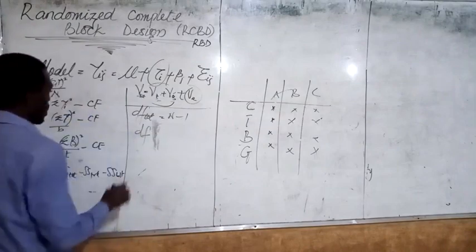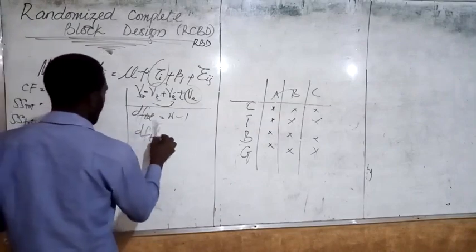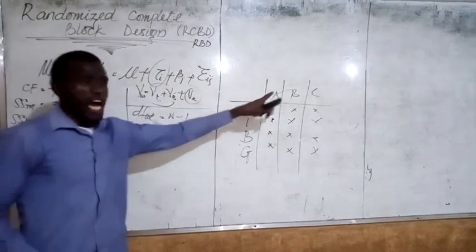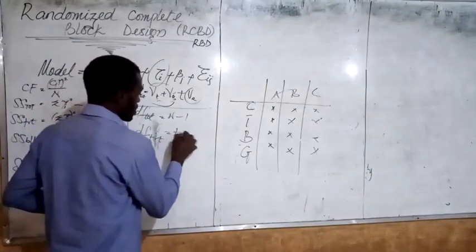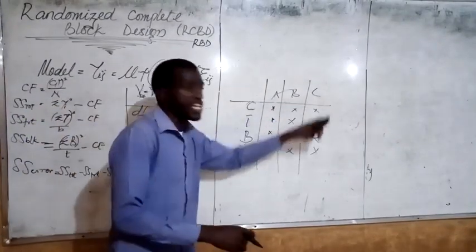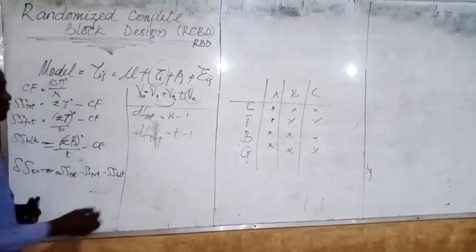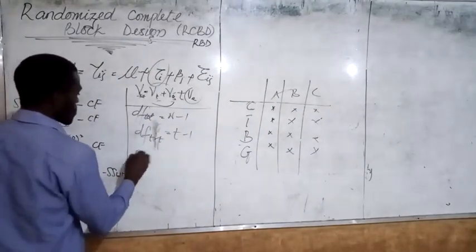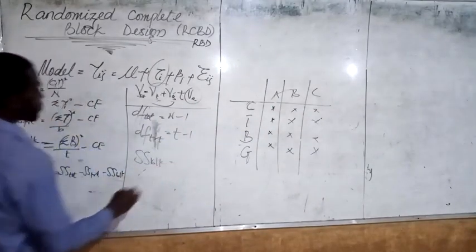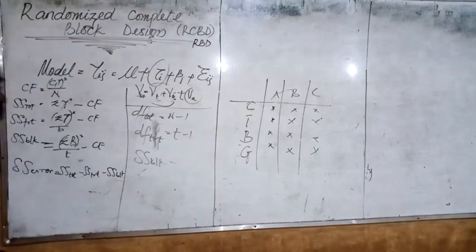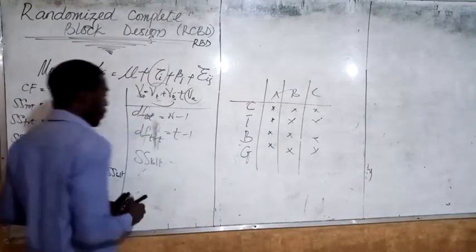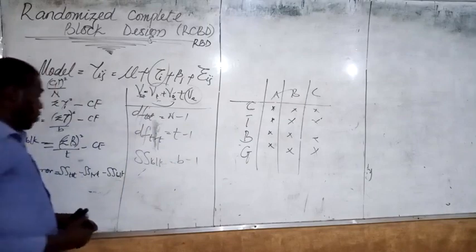Then next, you calculate the DF treatment. In this case, how many treatments do you have? It's just T minus 1. You have 1, 2, 3. So it's going to be 3 minus 1, and your DF treatment will be 2. For DF block, how many blocks have we here? 1, 2, 3, 4 blocks, so it's just B minus 1, alright?